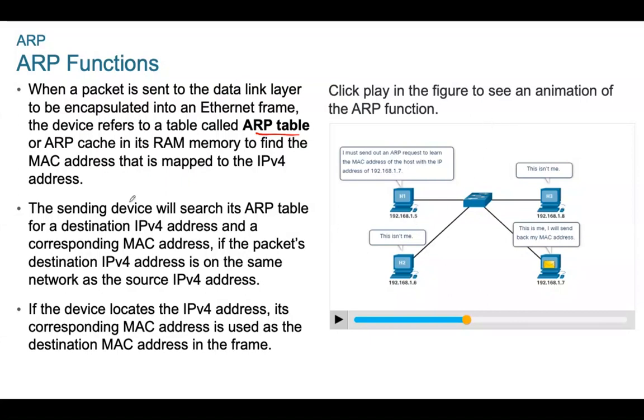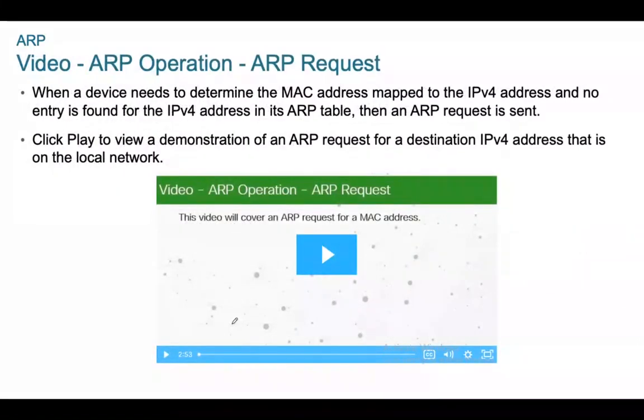So by sending, what happens here? As we see, the sending device will search the ARP table for the destination IP address and the corresponding MAC address. If the packet's destination IPv4 address is on the same network as the source IP address, it can find it. If the device locates the IP address, its corresponding MAC address is used as the destination MAC address within the same network, meaning the layer 2 frames will be used for that. But how to solve this if it isn't found? Let me play this video for you to better understand.